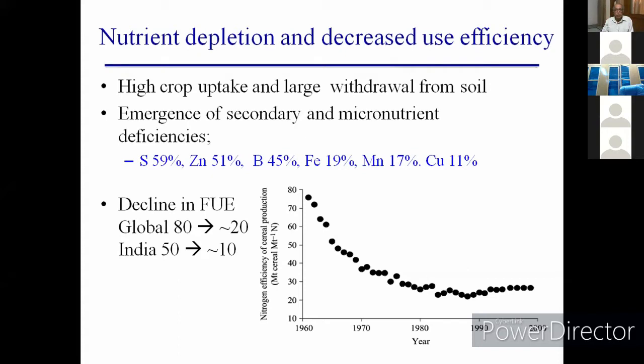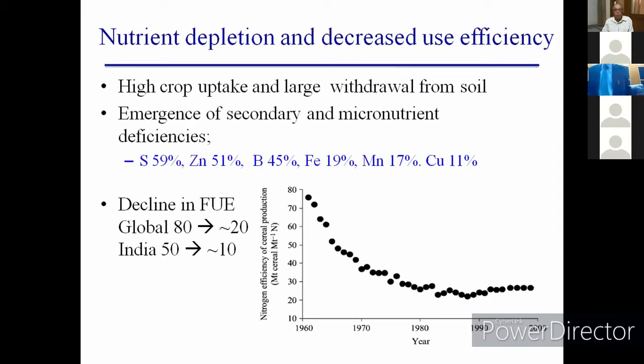Sometimes the deficiencies are symptomatic, you can see them very quickly, so that you can take remedial measures. Sometimes you are working with the so-called hidden hunger zone, where these are not apparent. If you are not able to see those symptoms, then probably farmers miss out on those applications, and then there are deficiencies, and then there is a decrease in productivity or resource use efficiency.